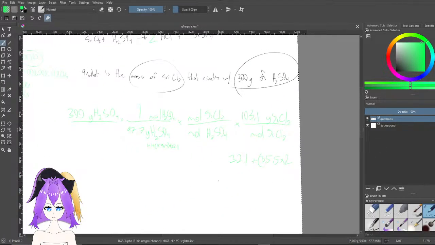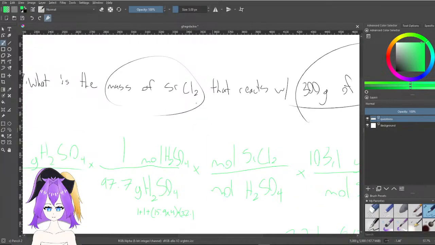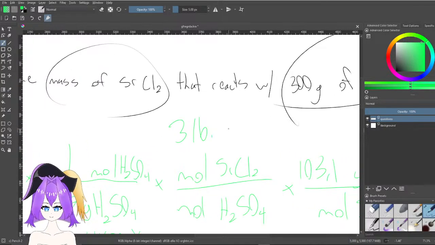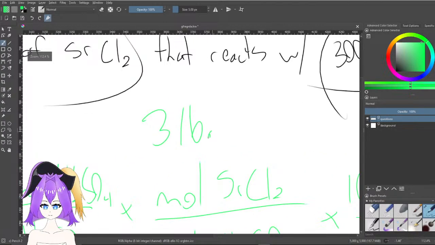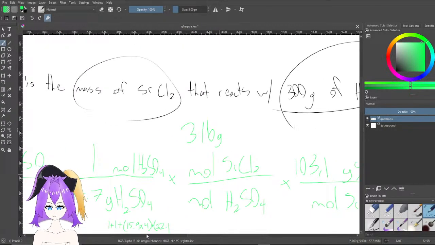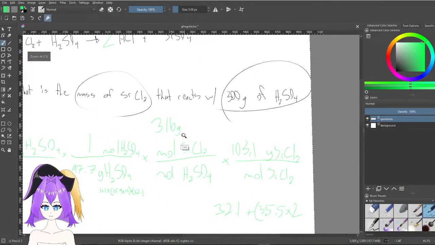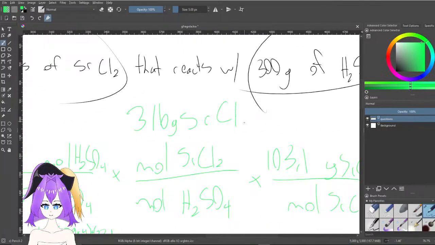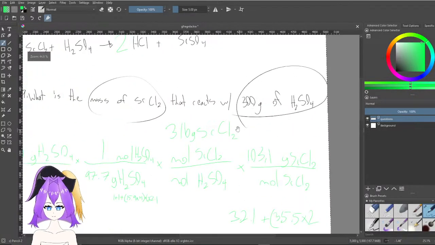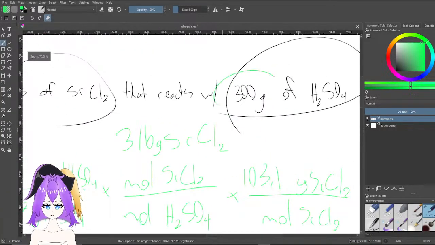Yeah, so we go 300 divided by 97.7 times 103.1. And I get 316.6. Okay, we're actually cooking. We're actually hella cooking. Alright, so we get 316. Actually, we'll just drop it at 316. I'm a genius. Okay. 316 grams of strontium chloride. Okay, that seems kind of in the ballpark because we have like 300 grams.